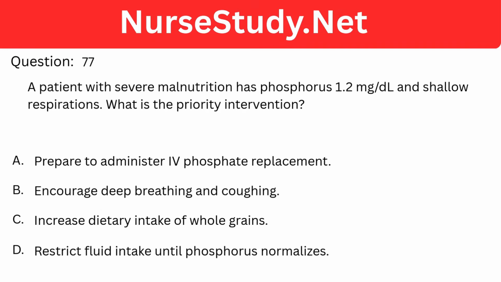Question 77. A patient with severe malnutrition has phosphorus 1.2 milligrams per deciliter and shallow respirations. What is the priority intervention? A. Prepare to administer IV phosphate replacement. B. Encourage deep breathing and coughing. C. Increase dietary intake of whole grains. D. Restrict fluid intake until phosphorus normalizes.